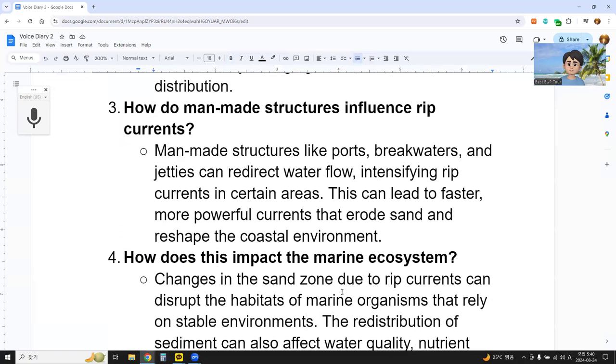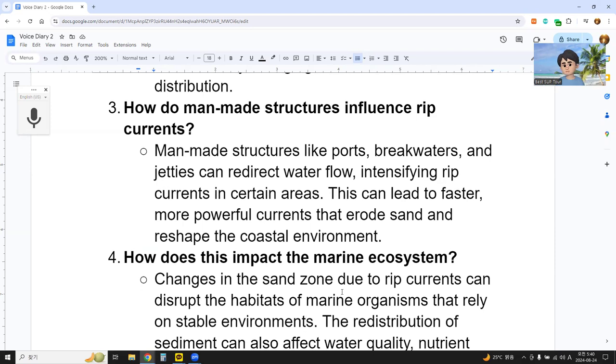How do man-made structures influence lake currents? Man-made structures like ports, breakwaters, and jetties redirect water flow, intensifying lake currents in certain areas. This can lead to faster, more powerful currents that erode sand and reshape the coastal environment.